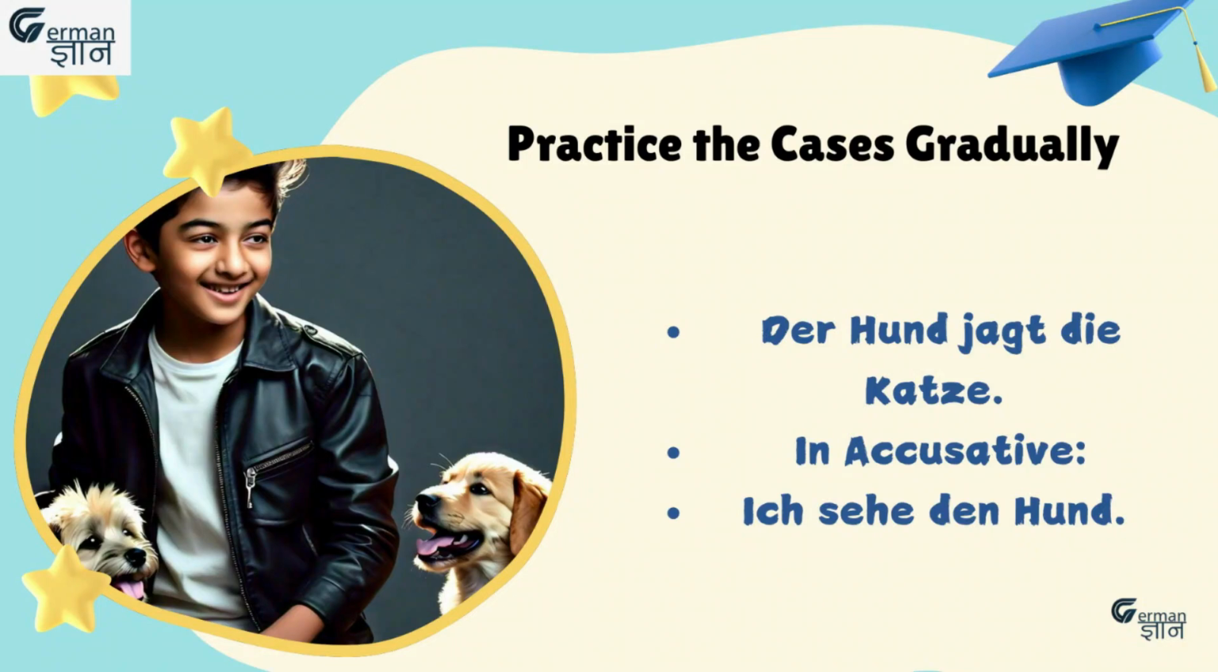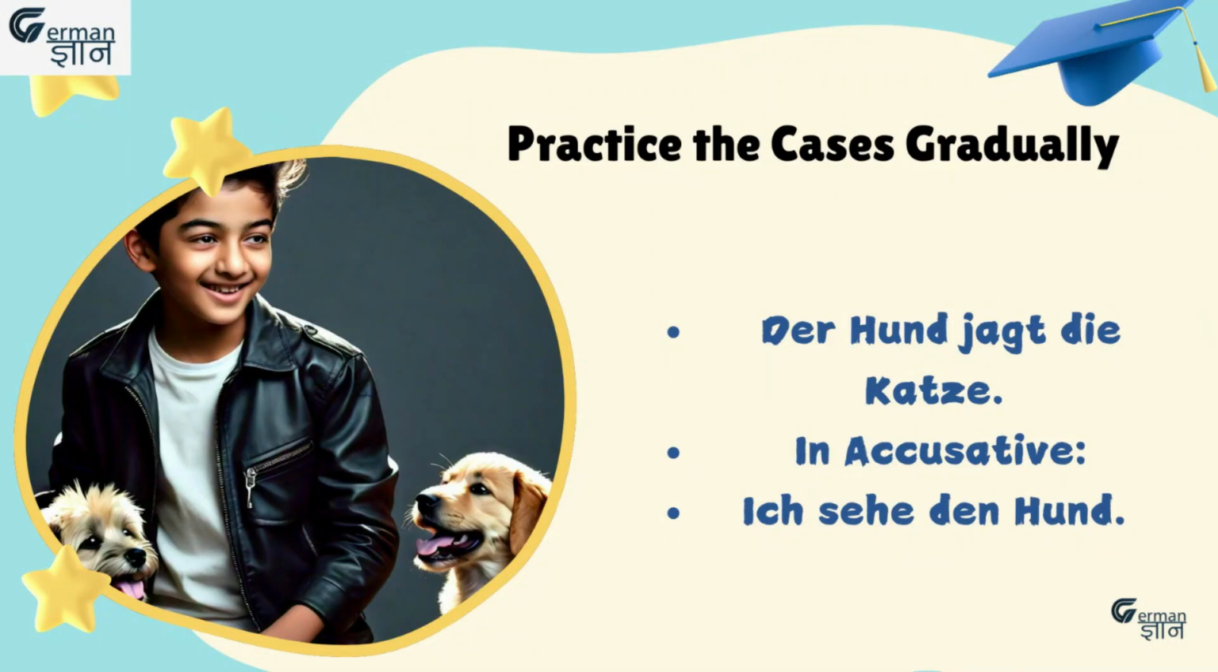Imagine that in accusative case, der Hund becomes den Hund. And of course, if you compare the thing with dative, then den Hund becomes dem Hund. So that's why German cases are a little complex if you try to learn them all at once. So just keep the things easy and different and learn all the things one by one.